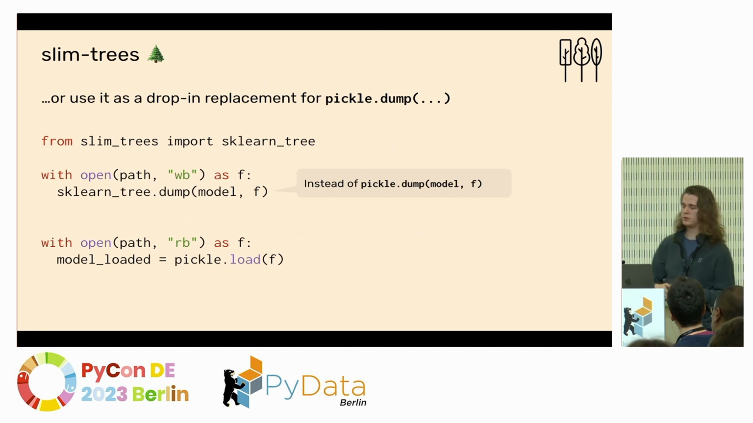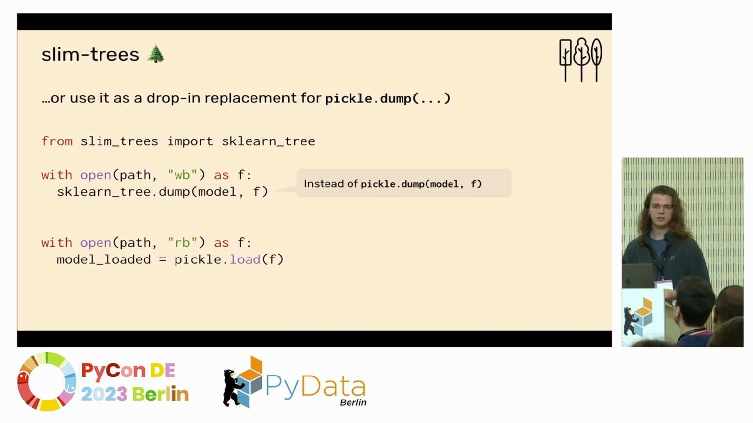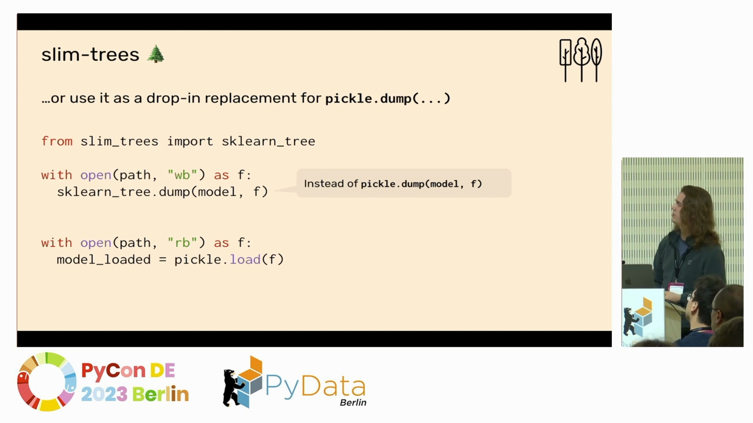Alternatively, you can also use it as a drop-in replacement. If you have a line somewhere where you call pickle.dump, you can also just use another method that we provided and call scikit-learn tree.dump.